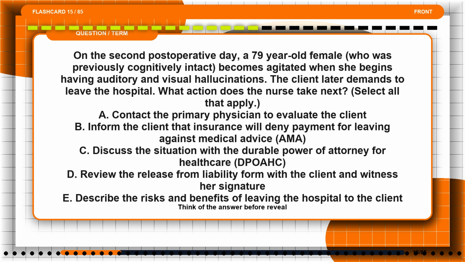Select all that apply. A. Contact the primary physician to evaluate the client. B. Inform the client that insurance will deny payment for leaving against medical advice. C. Discuss the situation with the durable power of attorney for healthcare. D. Review the release from liability form with the client and witness her signature. E. Describe the risks and benefits of leaving the hospital to the client. Think of the answer before the reveal.